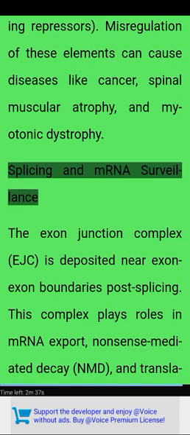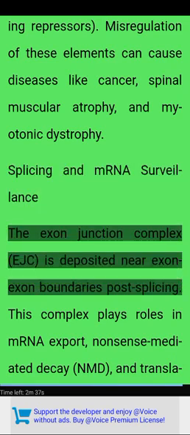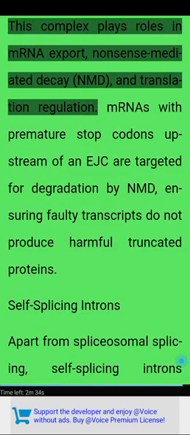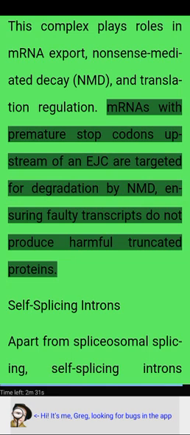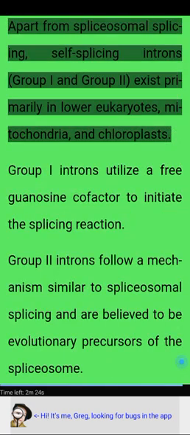Misregulation of these elements can cause diseases like cancer, spinal muscular atrophy, and myotonic dystrophy. Splicing and mRNA surveillance. The exon junction complex (EJC) is deposited near exon boundaries post-splicing. This complex plays roles in mRNA export, nonsense-mediated decay (NMD), and translation regulation. mRNAs with premature stop codons upstream of an EJC are targeted for degradation by NMD, ensuring faulty transcripts do not produce harmful truncated proteins.